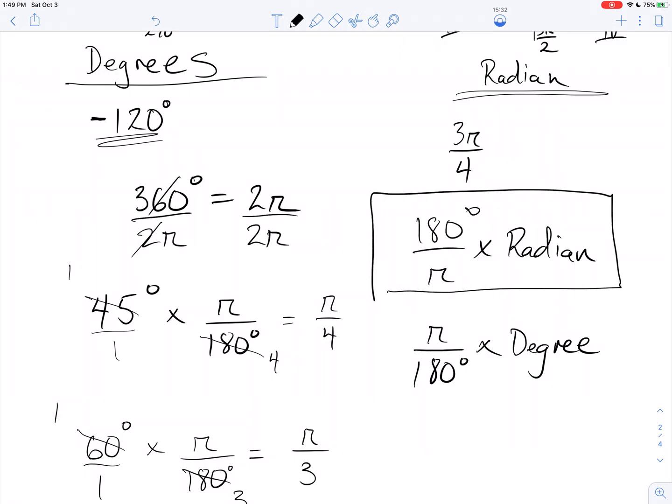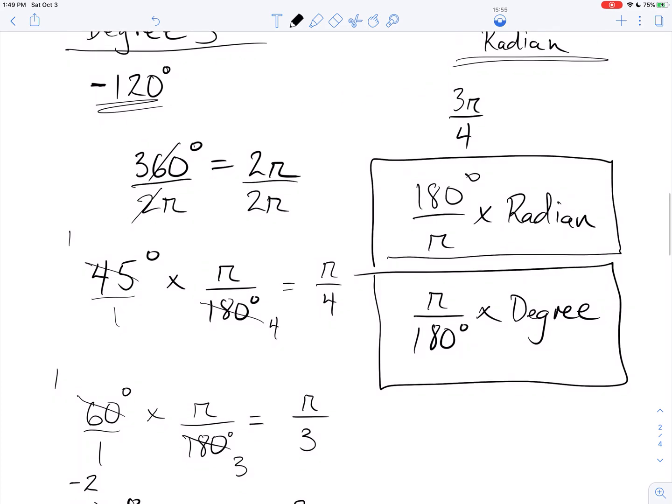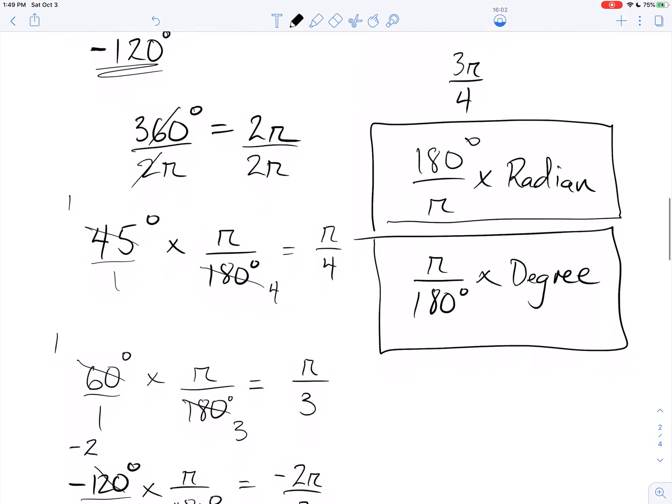If I take 180 degrees divided by pi times a radian measurement, the answer will be in degrees. If I take pi divided by 180, which I've done already, times the degree, it becomes a radian. So if you're going from one to the other or the other back, the formulas are very similar. One of them is going to allow you to cancel out the degrees and be left with a statement that has pi in it.